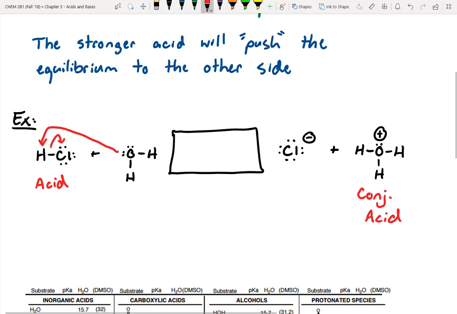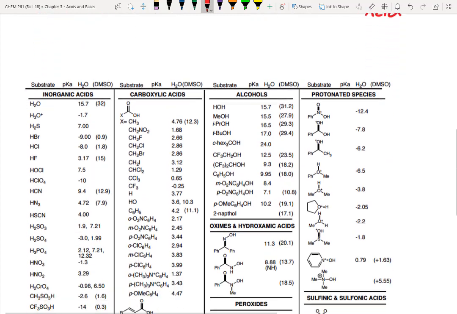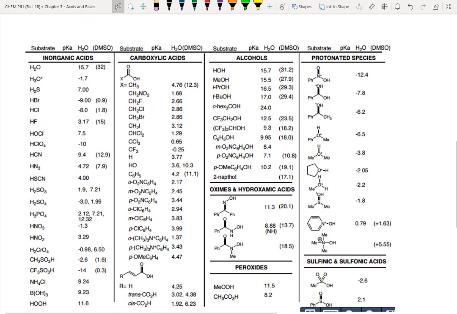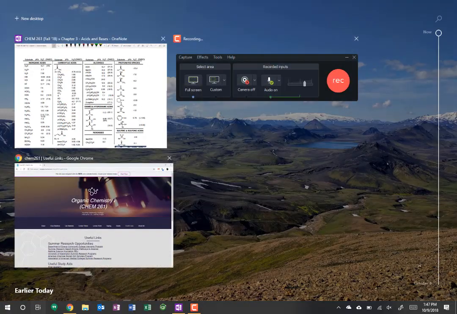Oftentimes, chemists will refer to experimental values in order to justify which side is going to be favored. And the experimental values that we like to use as organic chemists are pKa values, instead of Ka values. It's just a lot easier. And you can often find these tables of pKa values. So I'll show you where to find that on my website.